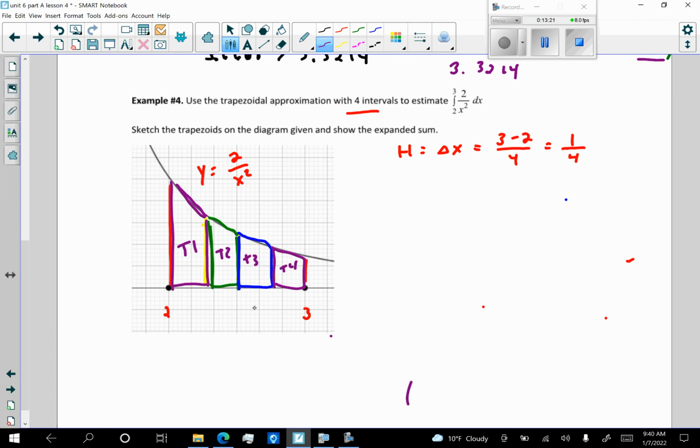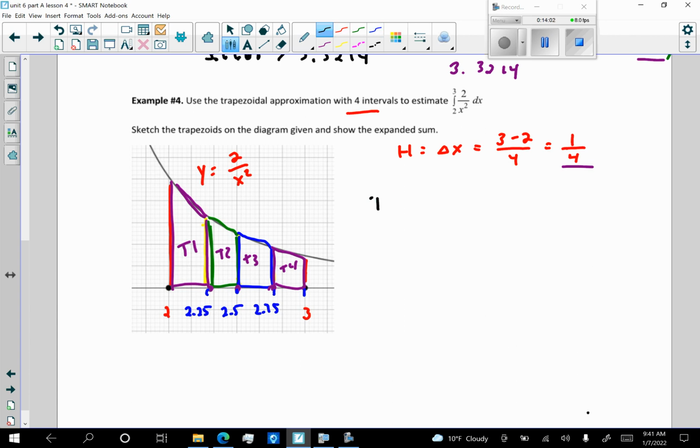And what I have to do is find these endpoints of my partitions. And keep in mind my delta x is 1/4. So this first partition is going to be 2.25. This is going to be 2.5. This is going to be 2.75. And this last endpoint here, well, we know already that that's 3. I'm going to write my sum in expanded form.